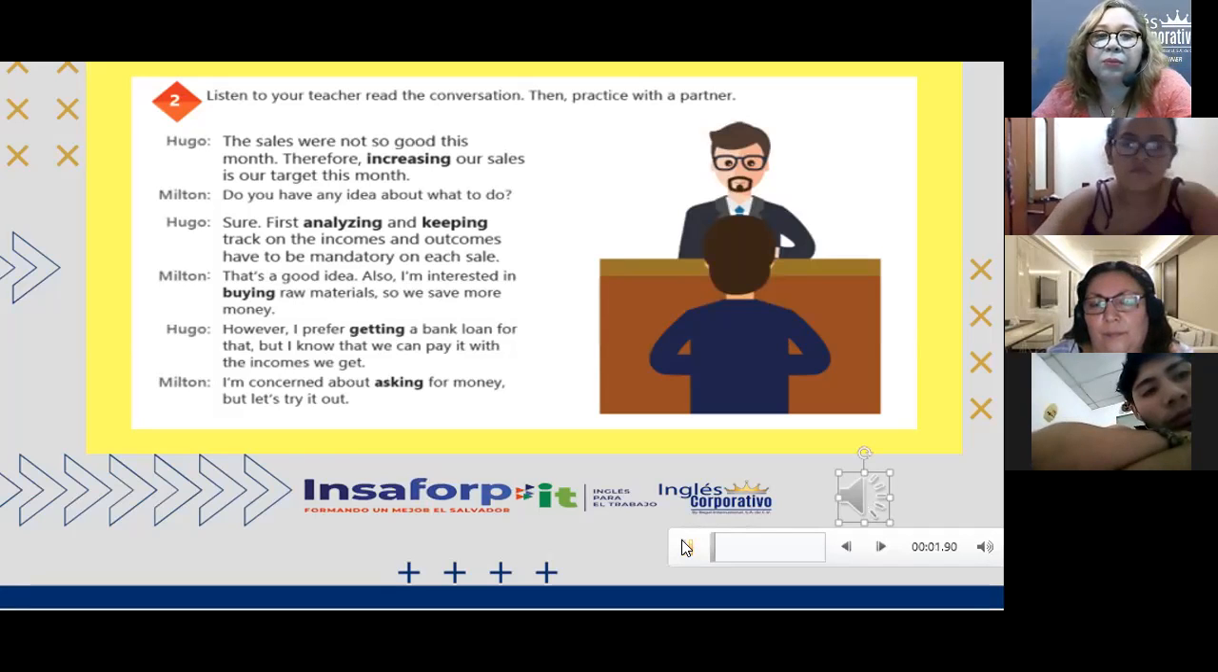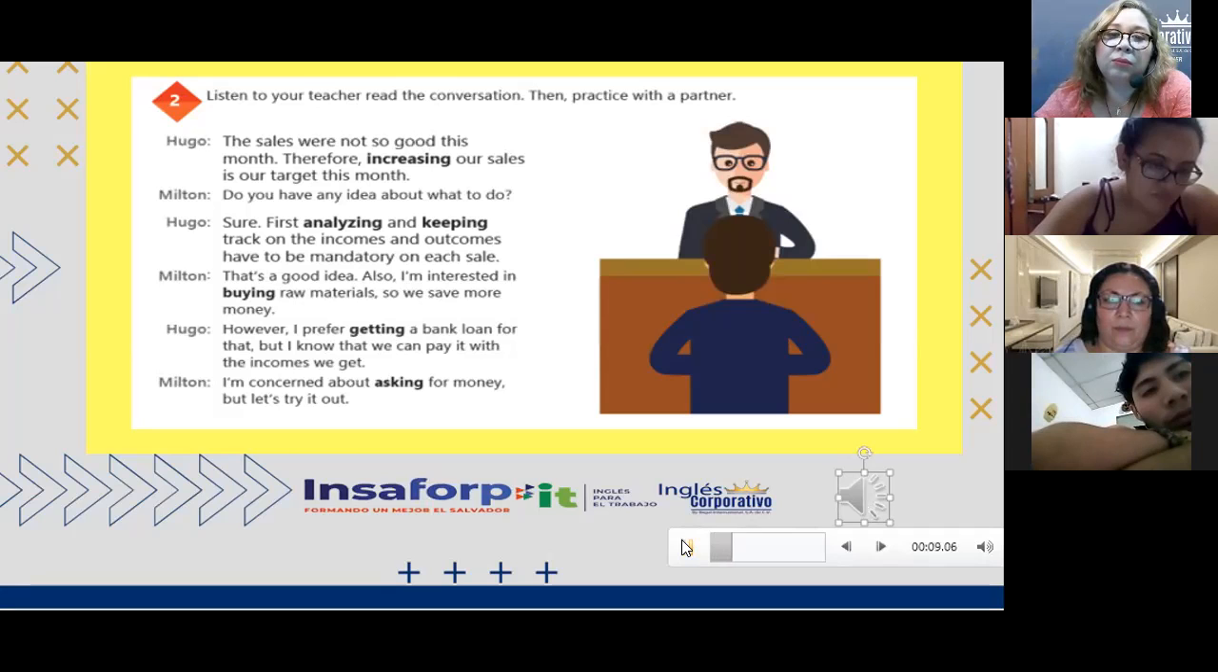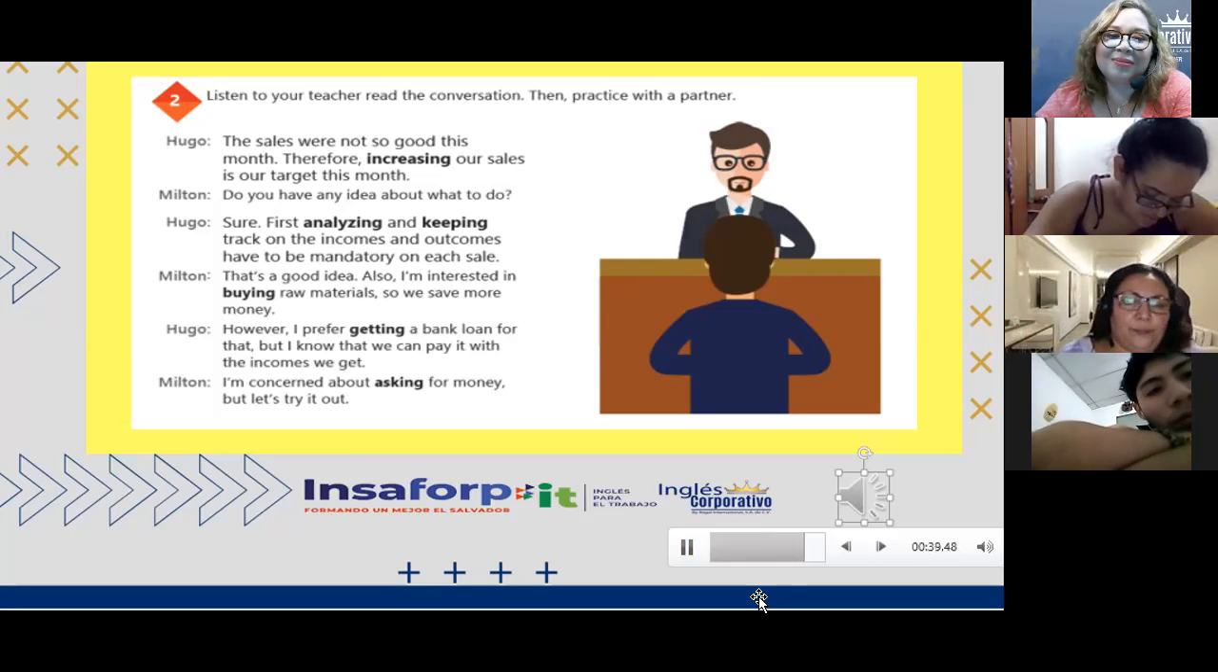The sales were not so good this month. Therefore, increasing our sales is our target this month. Do you have any idea about what to do? Sure. First, analyzing and keeping track on the incomes and outcomes have to be mandatory on each sale. That's a good idea. Also, I'm interested in buying raw materials so we save more money. However, I prefer getting a bank loan for that, but I know that we can pay it with the incomes we get. I'm concerned about asking for money, but let's try it out.